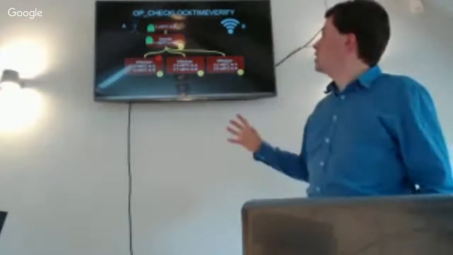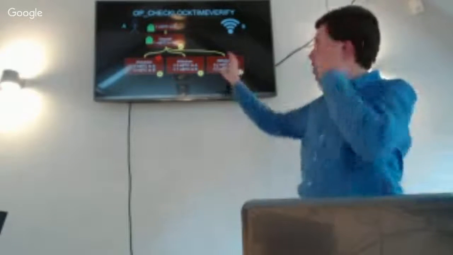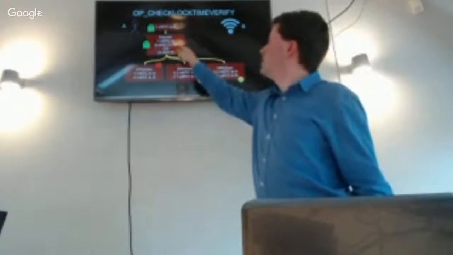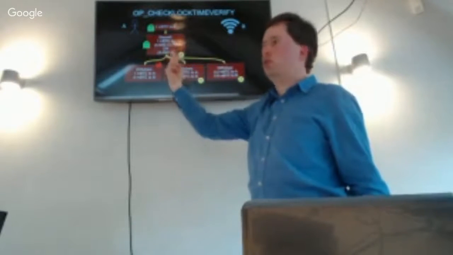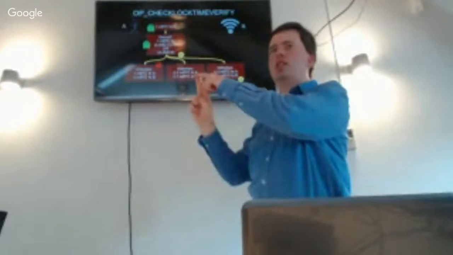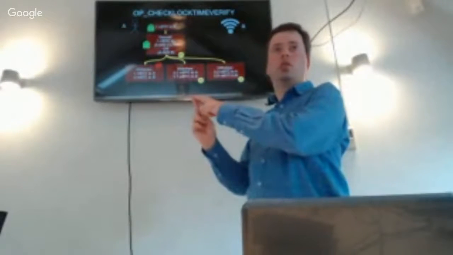To give one simple example of check lock time verify, here we have the original channel design for the Wi-Fi example. Now, if we use check lock time verify, we could change it into something like this. We have an output script here, and the output script says you can spend it in two different ways. One way is Alice can spend it, but then she has to wait for a relative lock time because there's a check lock time verify instruction here. And the other way is Alice and Bob can spend it together, when both of their signatures are present.